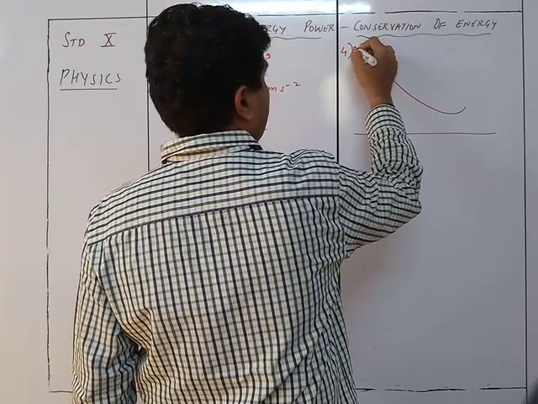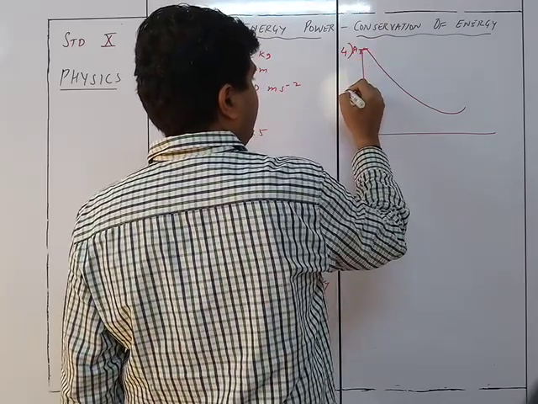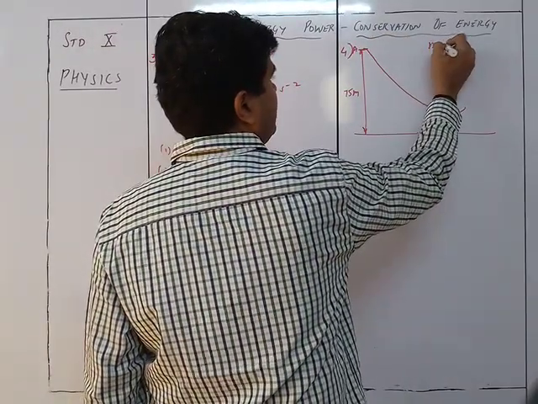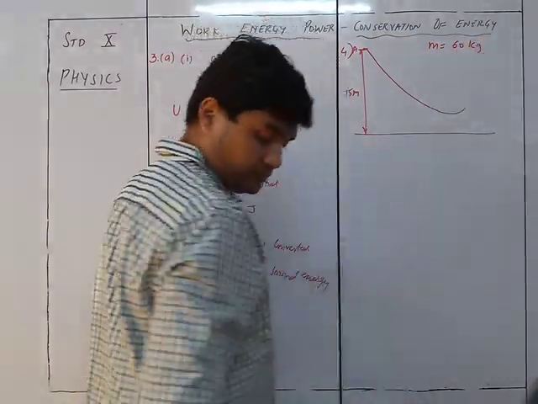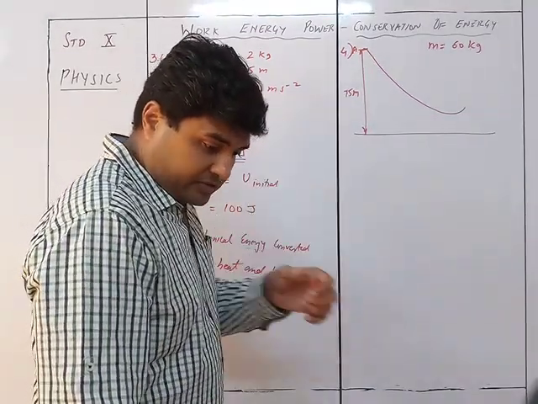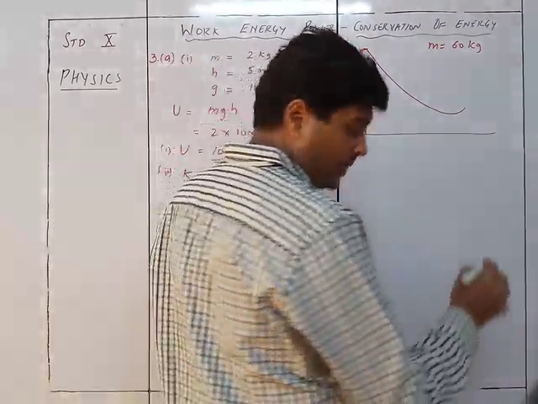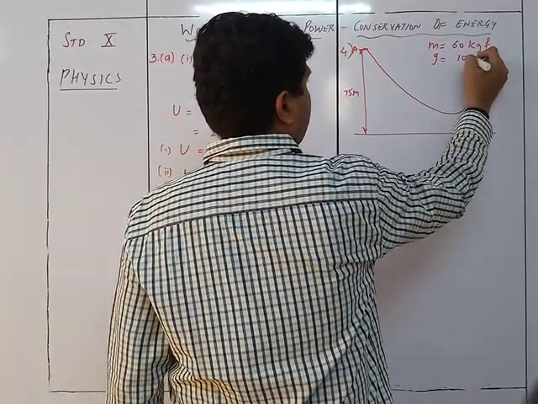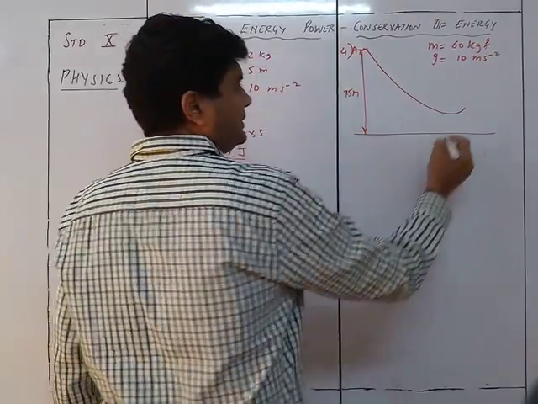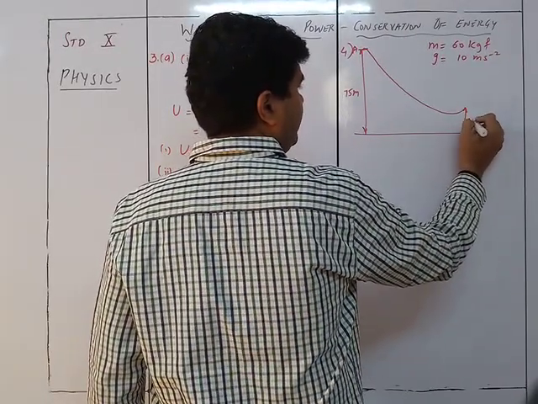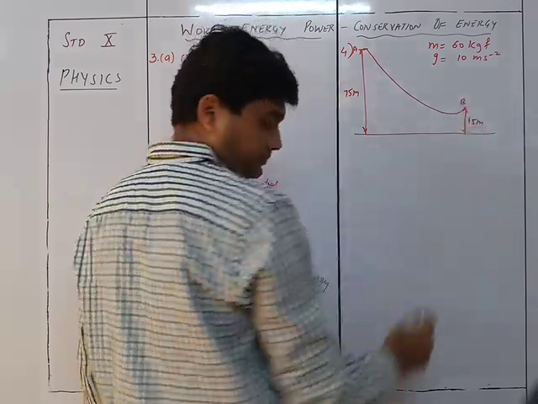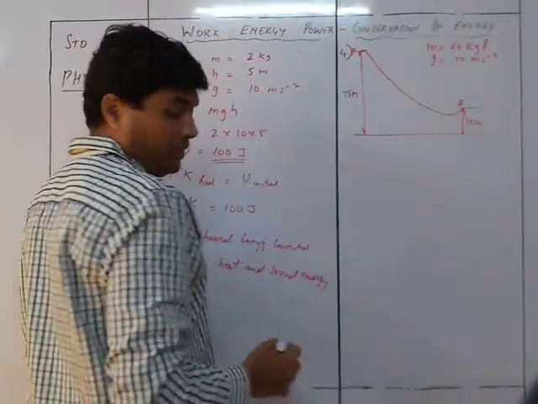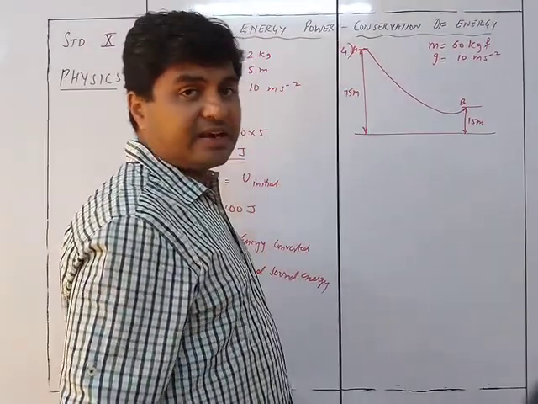This is point A, which is at a distance of 75 meters. The mass is given as mass is equal to 60 kg, right? The mass of the body is 60 kgf, and g is to be taken as 10 meter per second square. This distance over here is given as 15 meters. This is point B. Okay, this is point B, this is point A. You need to find out the change in the gravitational potential energy.